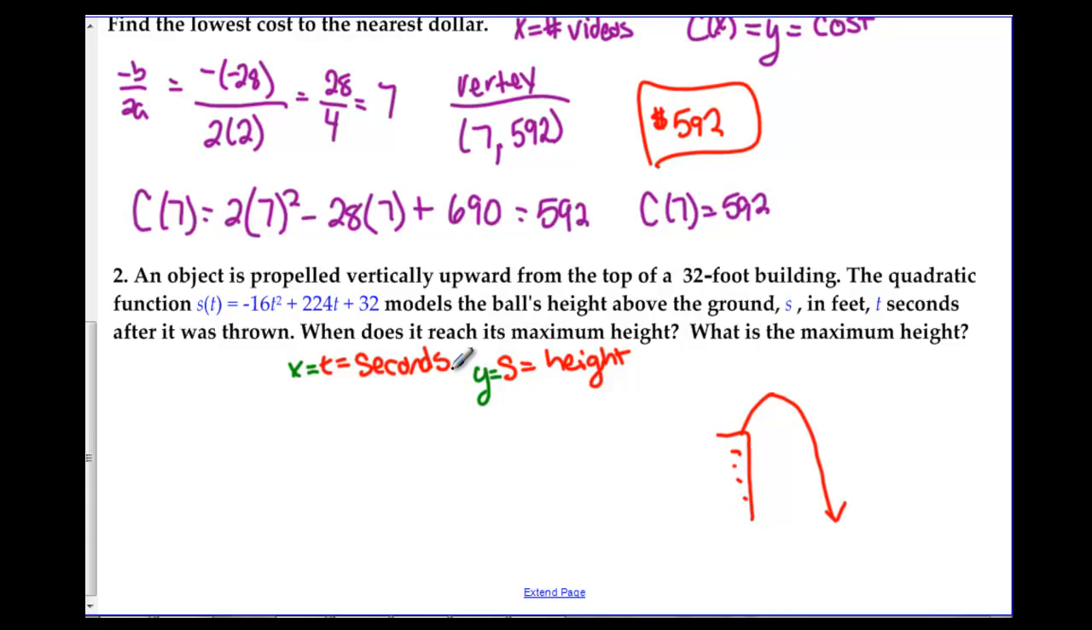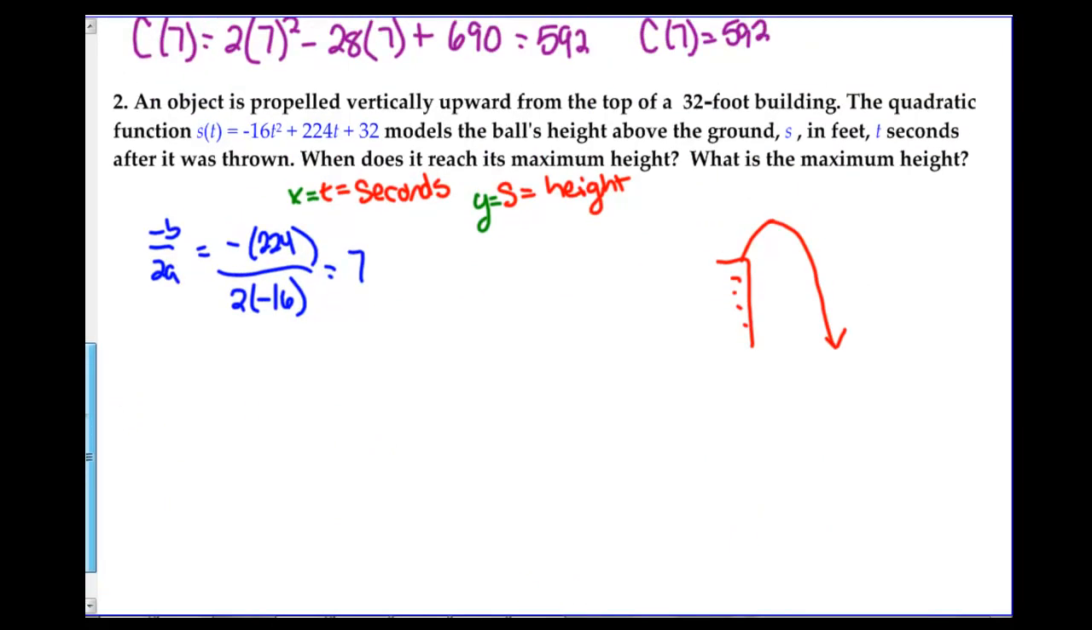Still same idea. It's a word problem. There's a quadratic. It mentions the word maximum. You know that your parabola faces down. You're just finding the vertex. So we're thinking opposite of b over 2a. So that's going to be a negative 224 over 2 times a negative 16. And then we're going to plug that in, which, by the way, 7 means 7 what? 7 feet, 7 seconds? Yeah, 7 seconds.